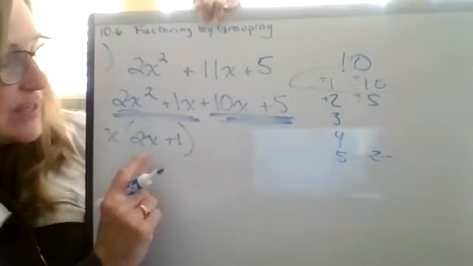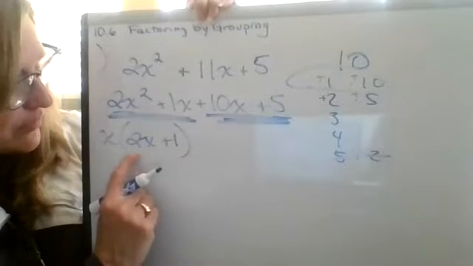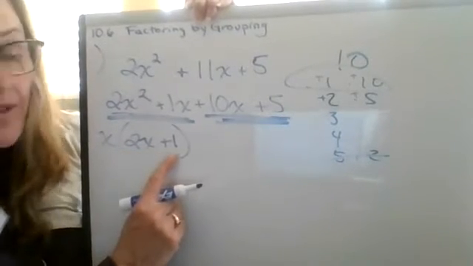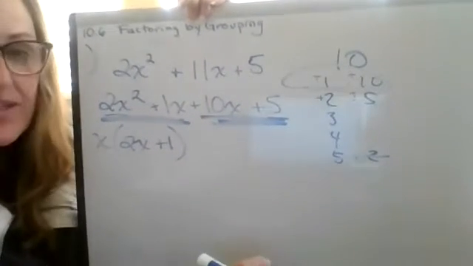And then what times x gets you 1x? Well, just positive 1. And so if you multiply it back, you should get what you have written right above. And we do. And now I'm going to do the same thing here. But when I do it this time, I definitely want to make sure that I end up with 2x plus 1. So what can come out of 10x and 5?